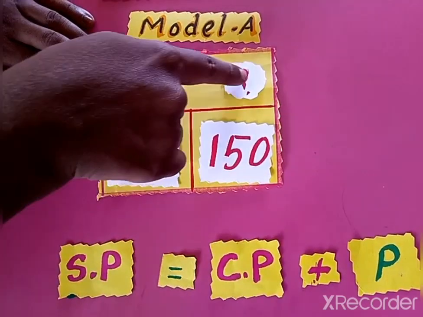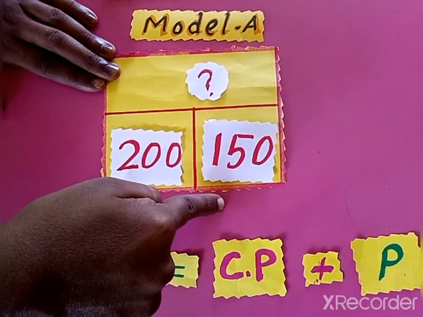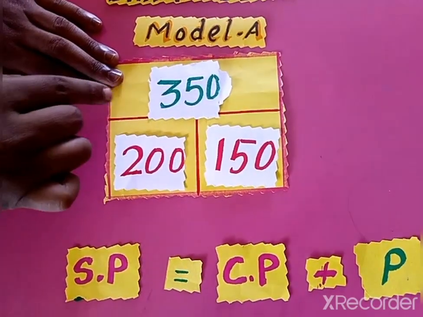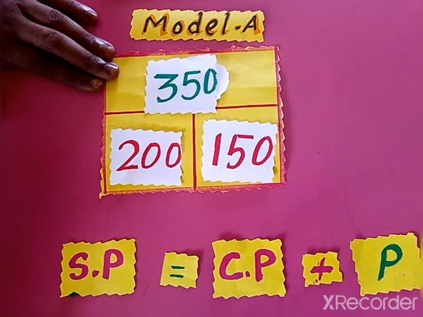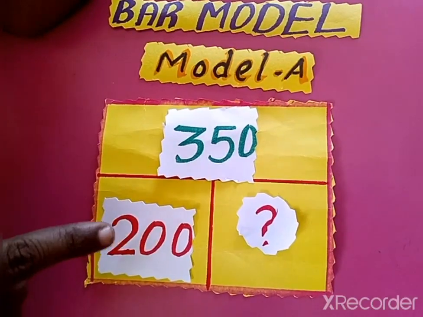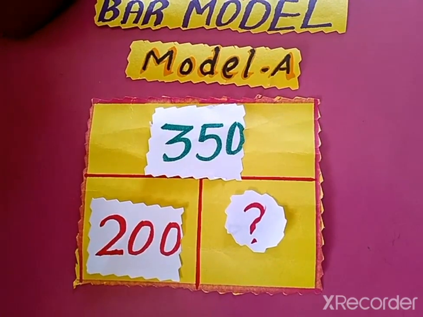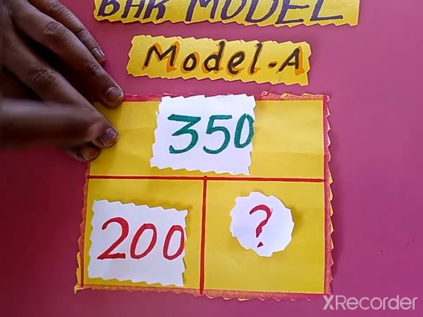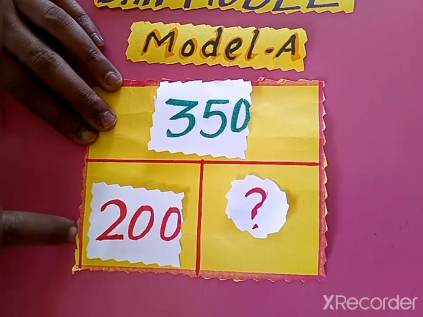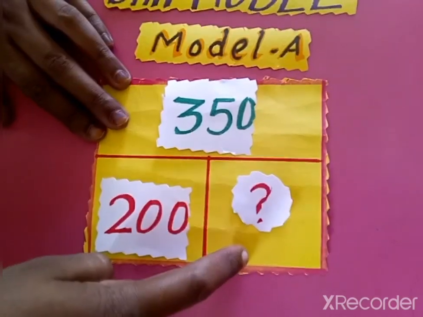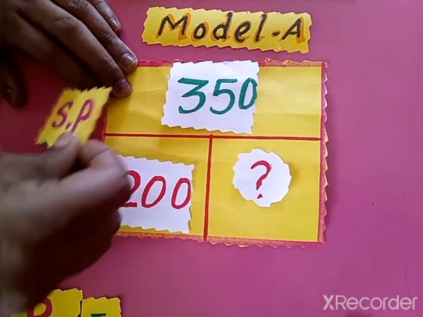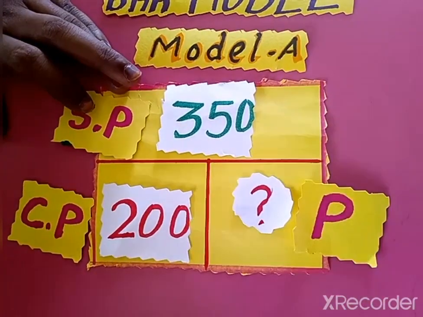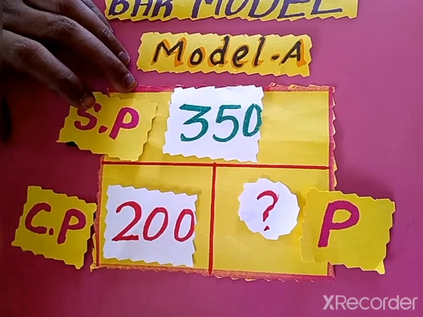Now, if I add 200 plus 150, what will be my answer? Yes, my answer will be 350. That is, my selling price will be 350. Clear? Suppose this is the case, now how to solve? Here my selling price is given. This is my selling price, 350, and this is my cost price. Now I need to find my profit. So this is selling price, this is cost price. I don't know what my profit is. Clear, children?